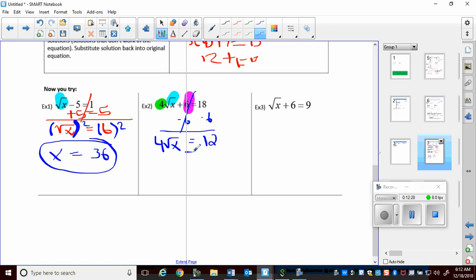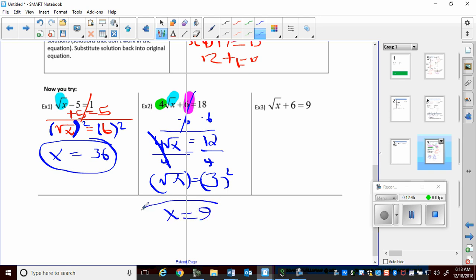Divide both sides by 4. And the square root of x equals 3. Square both sides. X equals 9. Okay? Easy stuff.